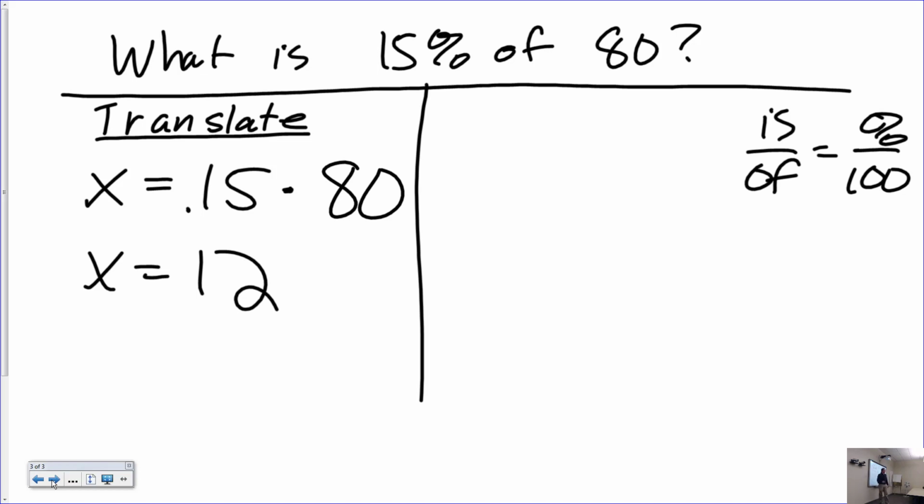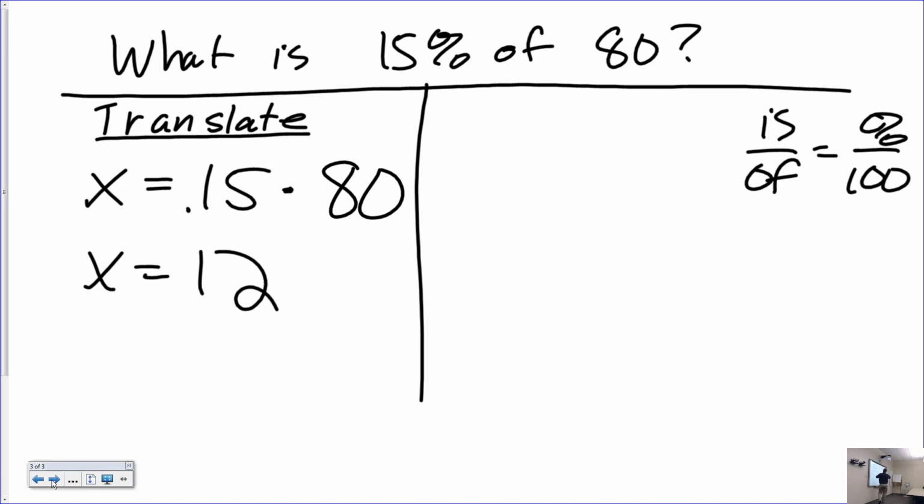Is over of equals percent over 100. And your job is to fill in what the 3 symbols are. Is, of, and percent. The 100 is always there. And then you just cross multiply and divide to solve for whatever is x. This is the traditional nursing technique. It's the proportion technique used to solve most percent type problems. So proportions or percentages are often the same.